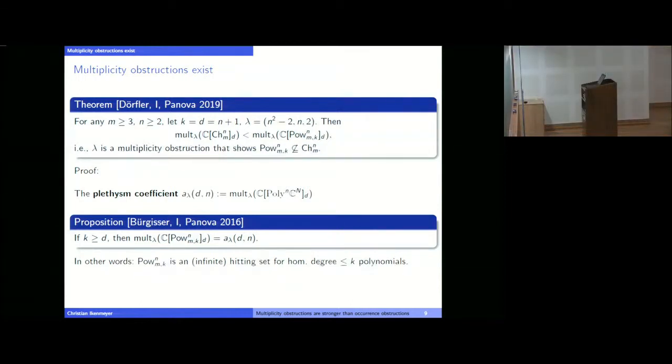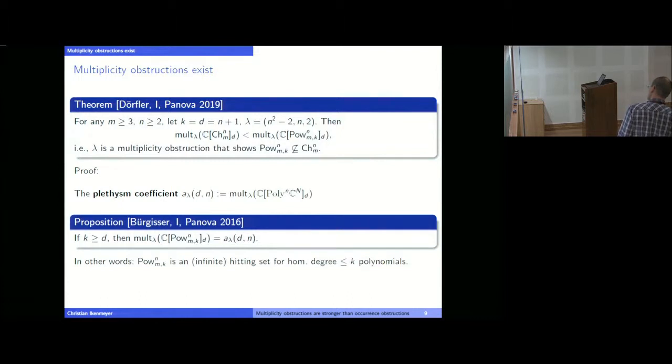So this is the highest multiplicity that you can get. It's a proposition that we proved earlier in this paper with Bürgisser and Panova, that if your k is large enough, it maxes out this multiplicity. In other words, this is in different words.